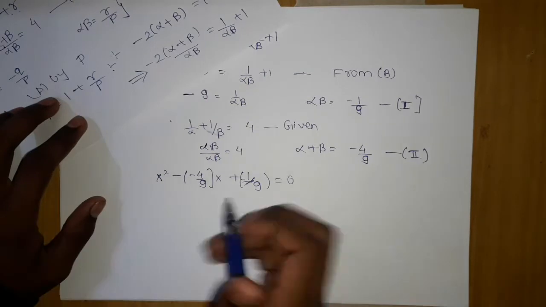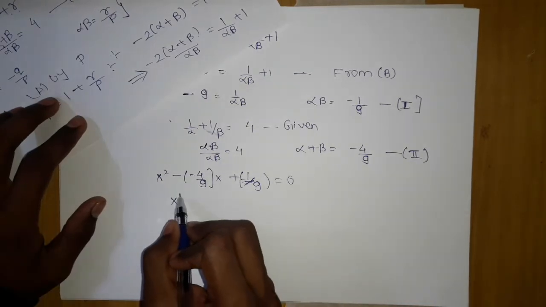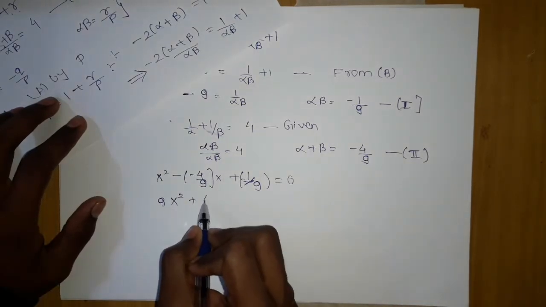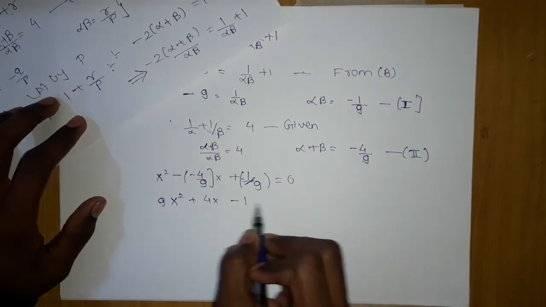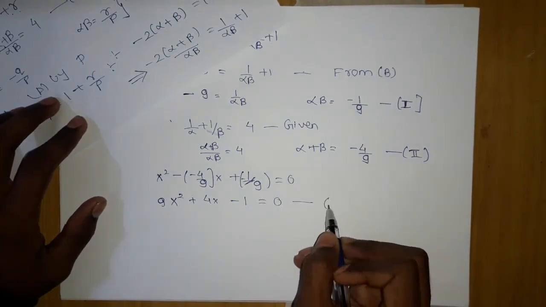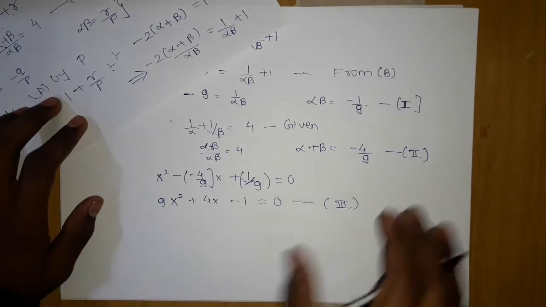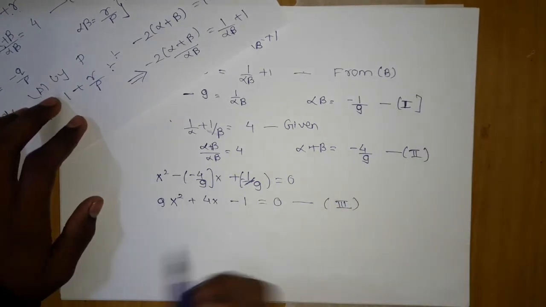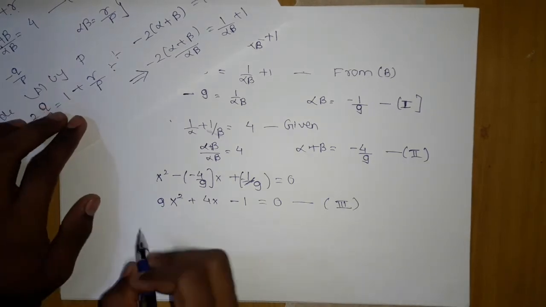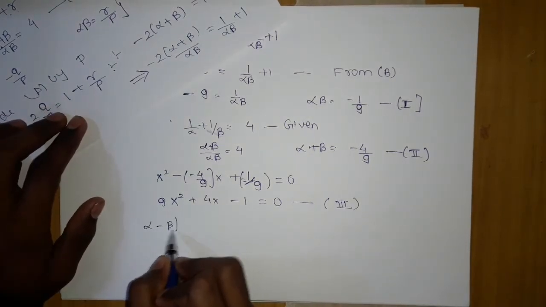Now if I multiply throughout by 9, this is 9x square plus 4x minus 1 should be equal to 0. This is the equation which we wanted. Let me call it numeral 3, since I have given Roman numbers. So now let's think about this alpha minus beta.